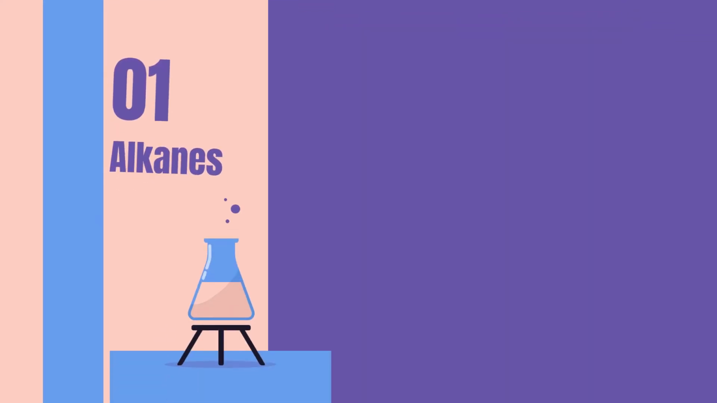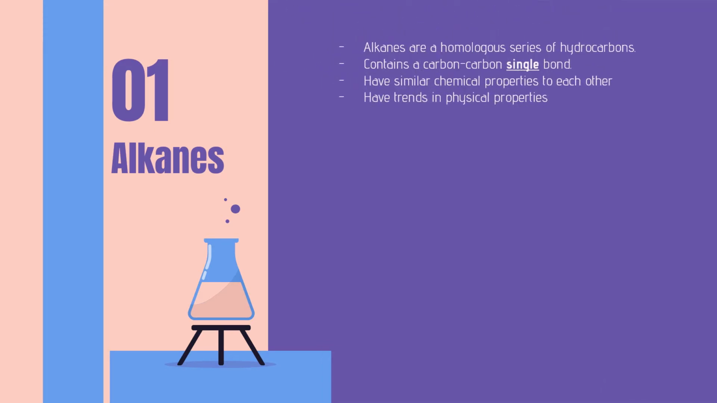So first, let's talk about alkanes. Alkanes are a homologous series of hydrocarbons containing carbon-carbon single bonds. Because they're homologous, they have similar chemical properties to each other, and they have trends in physical properties. An example of these physical properties is that when their chain length of hydrogen and carbon increases, the boiling point increases as well.